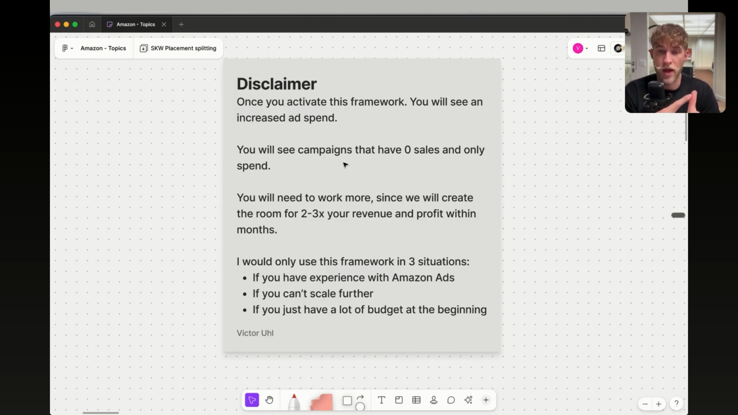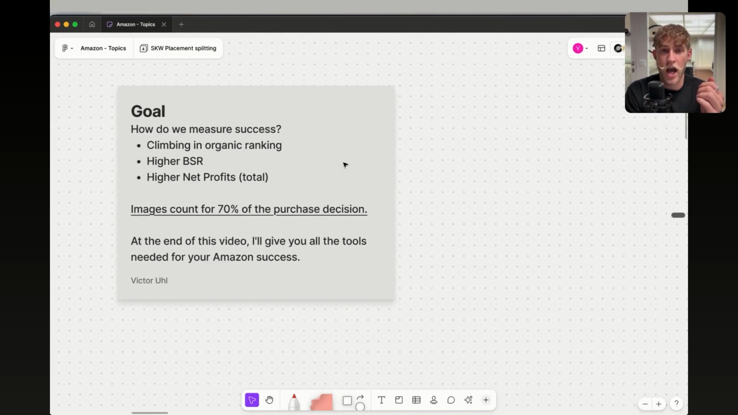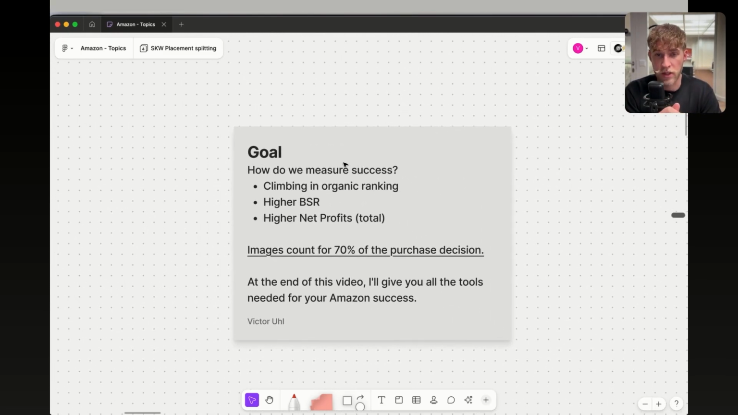If you have experience with Amazon ads, if you can't scale further and hit a ceiling with your current revenue and profit, or if you just have a lot of budget at the beginning. If you're a beginner, you want to keep it low, and this ad strategy is not for you. However, understanding the principles set in the video is important, so I recommend watching, especially as I'm sharing at the end how to get access to all the tools that we're currently using.